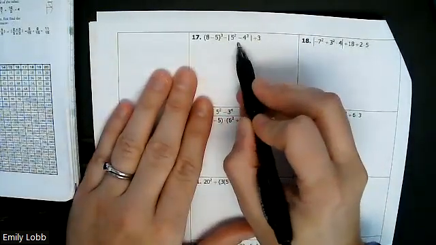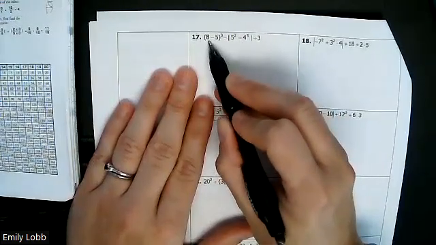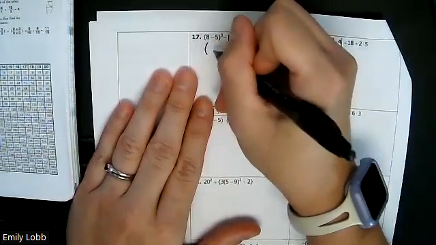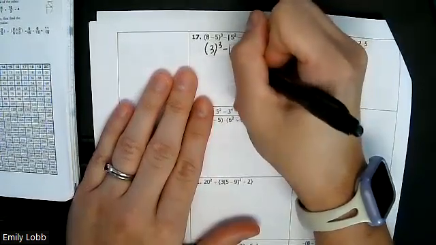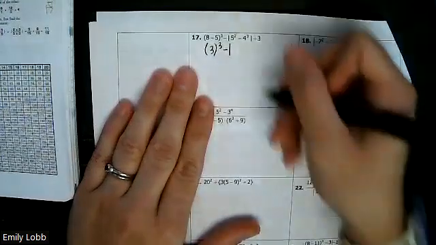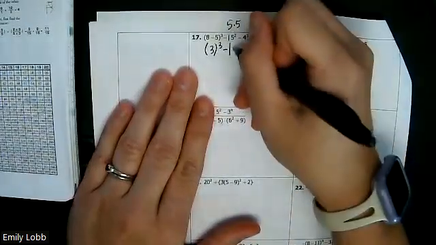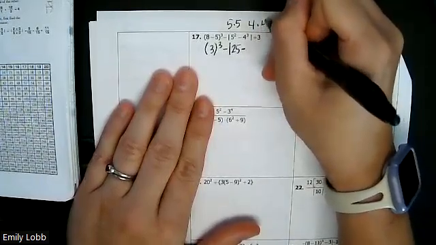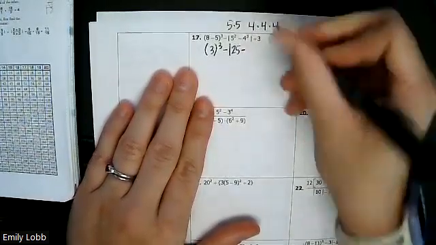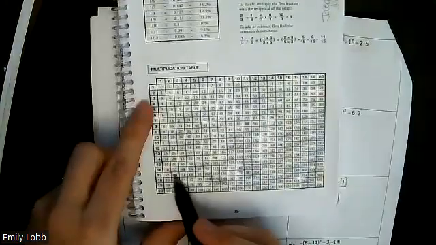So we really have 2 grouping symbols. We've got to figure out what's inside this one and what's inside this one. Inside this one, what's 8 minus 5? So this is 3 to the 3rd power. What's 5 squared? 5 times 5 is 25. Minus, what's 4 times 4 times 4? 4 times 4 is 16. 16 times 4 is 64.